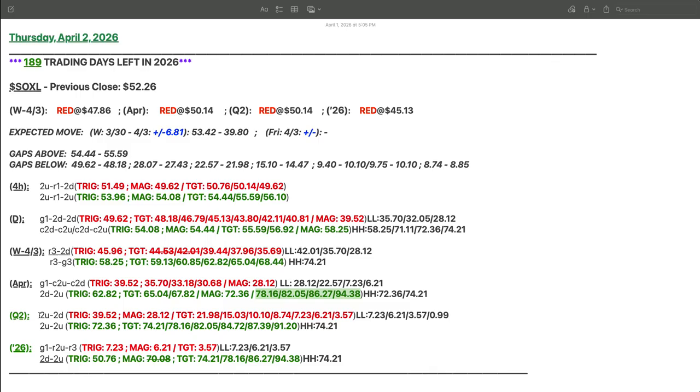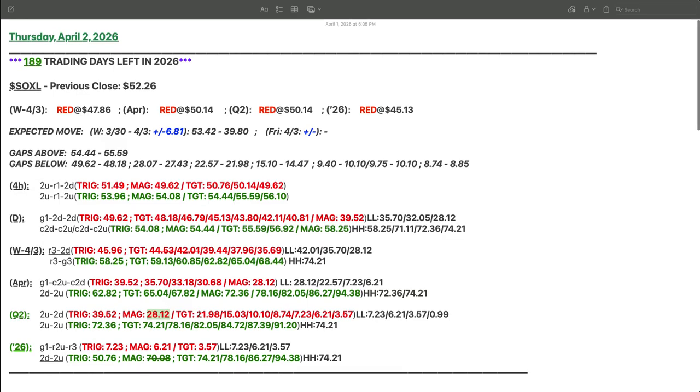On the quarter, if we go 2 down on the quarter, that gives us a 2 up, 2 down, triggering at 39.52, and has a magnitude of 28.12, right? That just kind of equals out with the monthly magnitude should we trigger this 1 combo 2 up, combo 2 down, right? So 28.12 is a real possibility should we get that push to the downside again. Should we go past it, we've got a couple of extended targets listed out here for you as well.